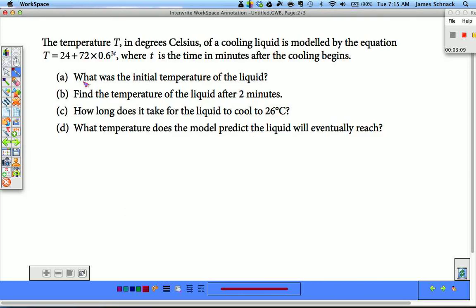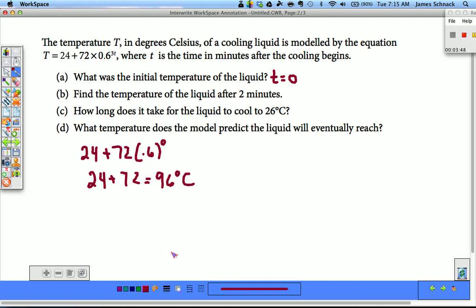So here we have a temperature problem. It's given to us by Newton's law of cooling. We have this equation, 24 plus 72 times 0.6 to the 3t. What's the initial temperature? Well, we can figure that out if we're not sure by plugging in t equals 0. So then we have 24 plus 72 times 0.6 to the 0. 0.6 to the 0 is 1. So 24 plus 72. Our initial temperature of this liquid is 96 degrees Celsius.